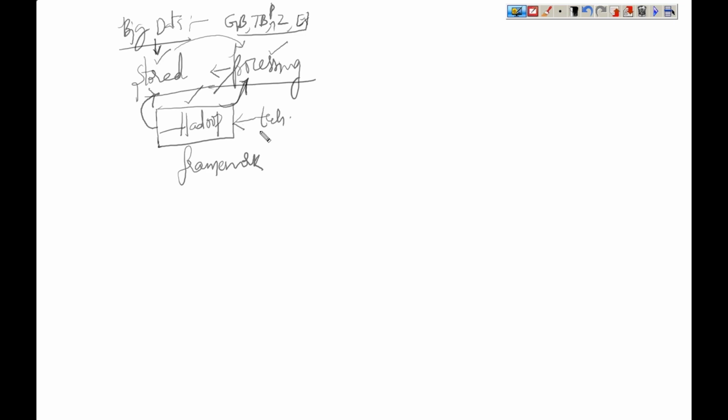So how does it process huge amounts of data? For that, Hadoop has come up with two different inbuilt components. One is called HDFS, another is called MapReduce. The HDFS component is for storage of data, and MapReduce is for processing of data.